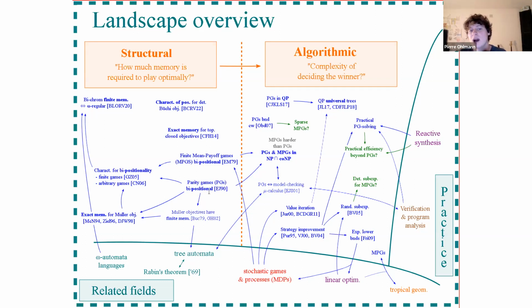This is, I think, how it came about, roughly. This is just very rough, but in the 90s, parity games were introduced in the spirit of simplifying this proof, also with a connection to mu calculus. And then Emerson and Jutla proved that they are bipositional. What I mean by bipositional is positional for two players. Okay, so that's one thing.